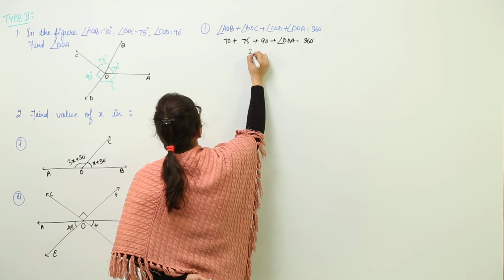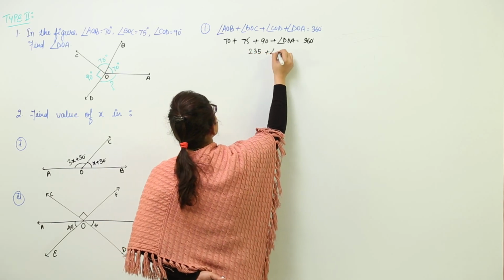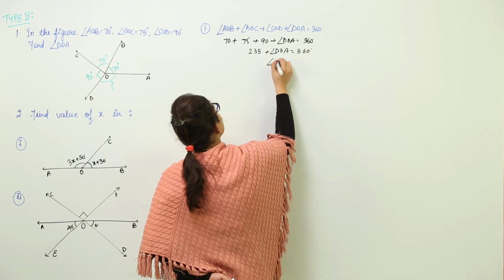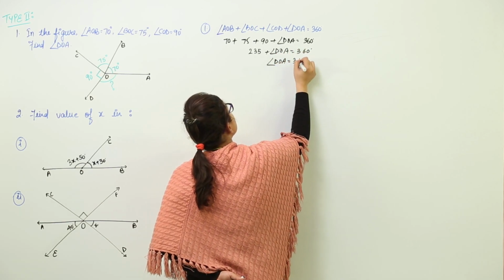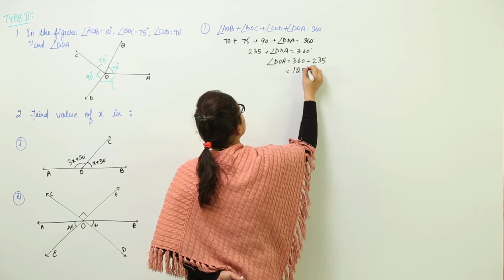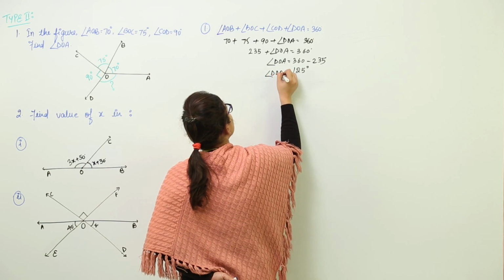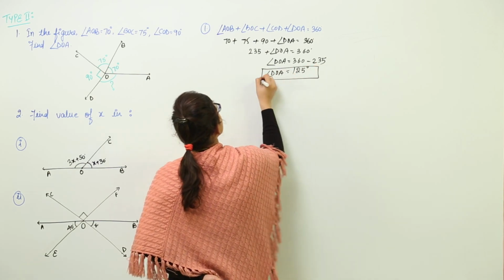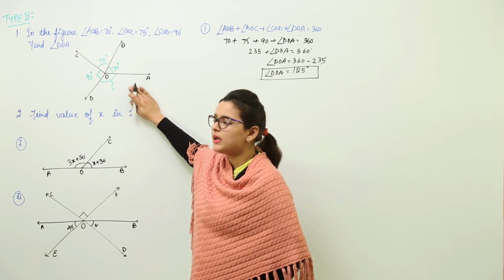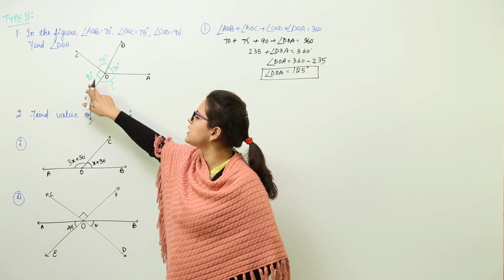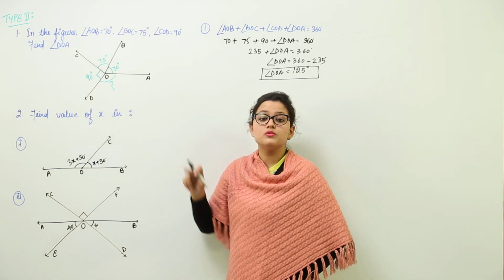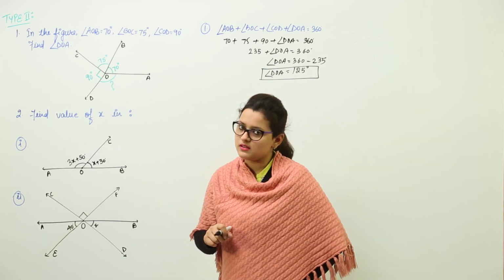Now add them up together, you will get 235 plus angle DOA is equal to 360. So now you get DOA equal to 360 minus 235, giving you 125 degrees. So that means the unknown angle that was to be found in this part will be 125 degrees. You can check your answer by adding 70 plus 75 plus 90 plus 125. All the four angles are going to sum up to give you 360 degrees.